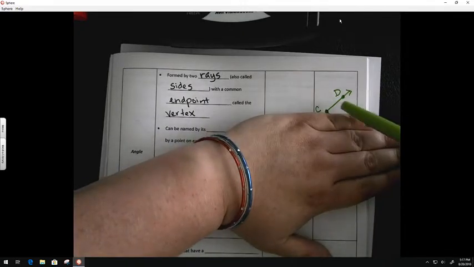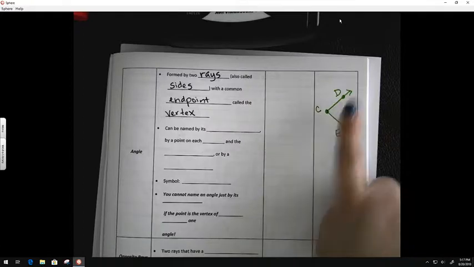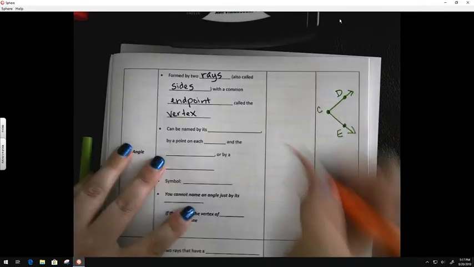Okay, and that right there is an angle. I've got a ray right there, CD, and I've got a ray right there called CE, and they share this endpoint of C. So now I've made an angle. All right, now our angles can be named by its vertex.